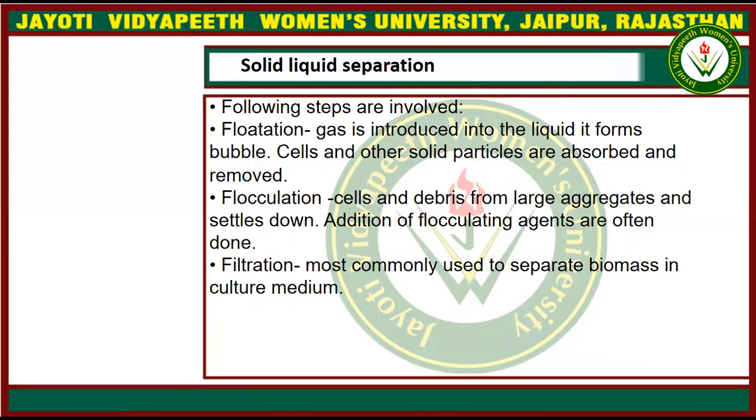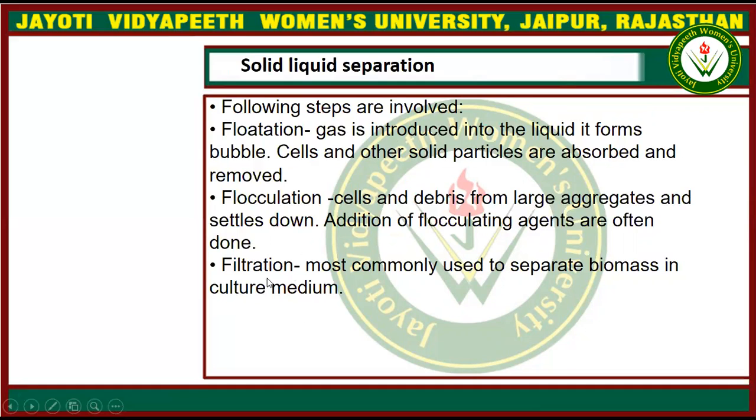Similarly, in the flocculation step, cells and debris form large aggregates and settle down, and some flocculating agents can be added, which can increase the size of the product, and after increasing the size we can isolate our product.